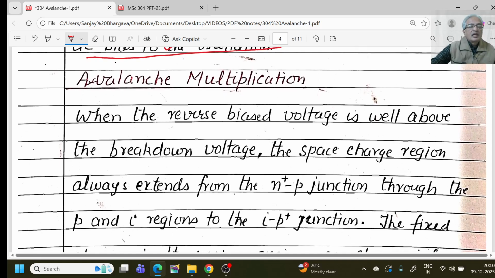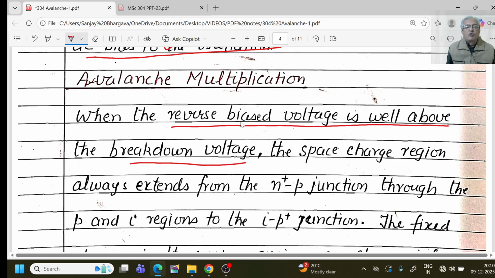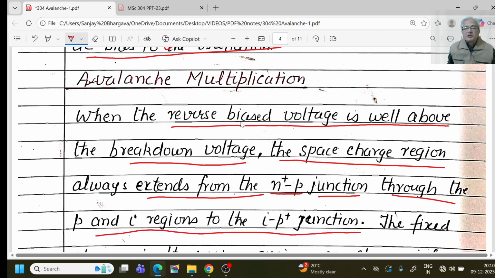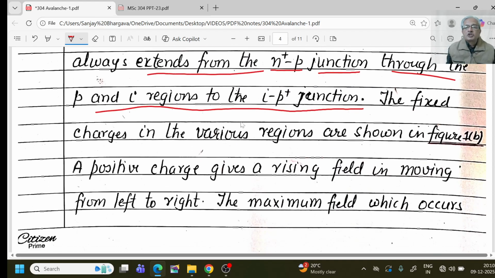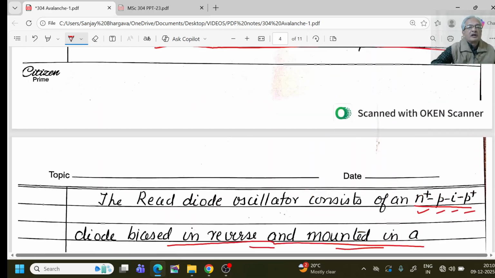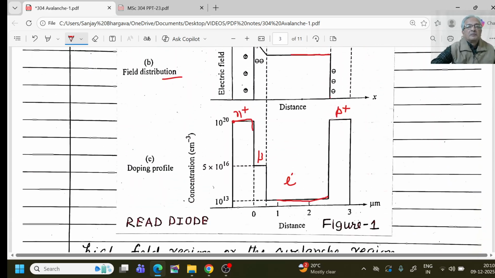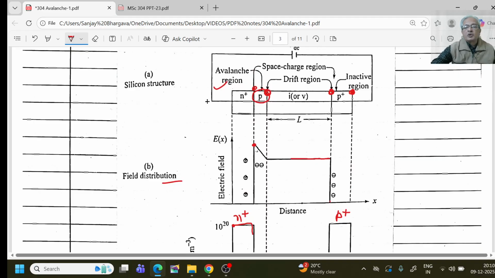Now, how does avalanche multiplication take place? When the reverse bias voltage is well above the breakdown voltage, the space charge region always extends from N plus P junction through the P and I regions to the IP plus junction. The fixed charges in the various regions are shown in the figure 1b. So here is the figure 1b. The fixed charges are shown here.